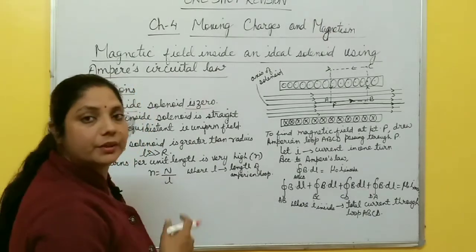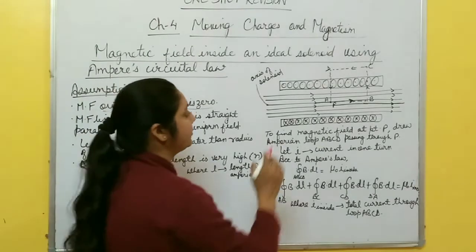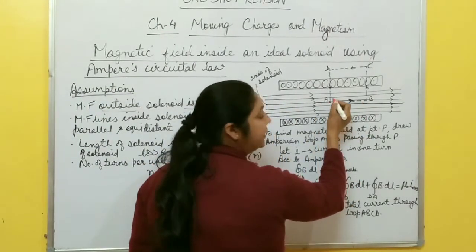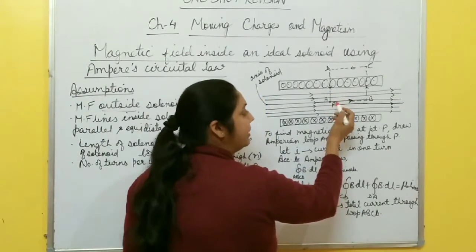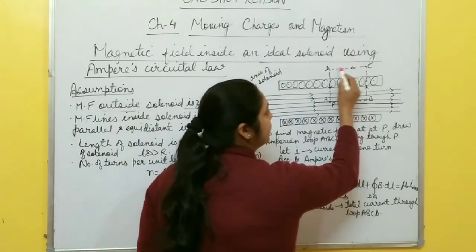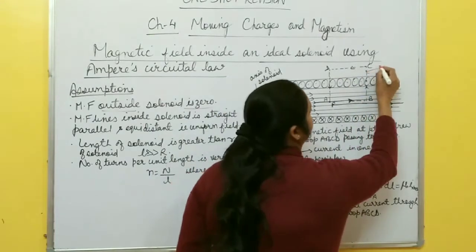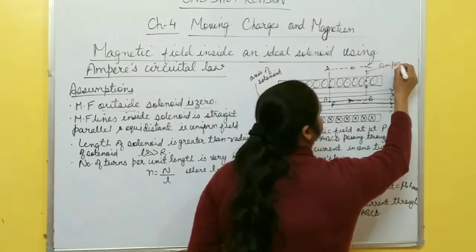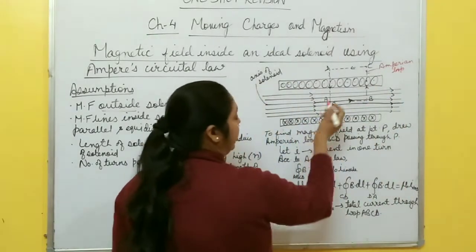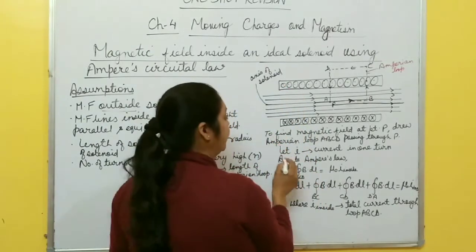Now I am going to derive the magnetic field inside this ideal solenoid using Ampere's Circuital Law. Suppose this is the axis of the solenoid. You have to find the magnetic field at point P. So to find the magnetic field at this point P, you draw one Amperian loop passing through this point P. So this ABCD is the Amperian loop, and let I be the current in one turn. In one turn, current I is flowing.